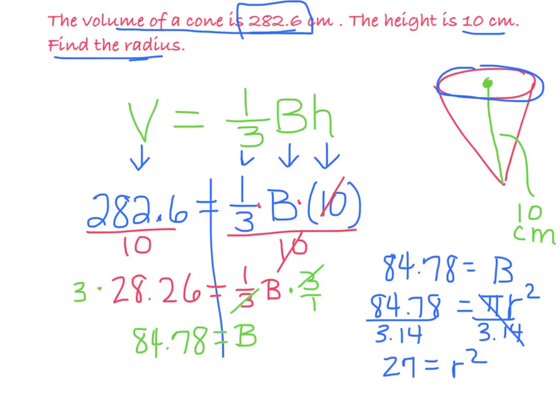Now you guys know how to solve this last step. You're just going to take the square root of both sides. So I'm going to do the square root of 27. It's not very nice, but the radius is around 5.2 centimeters. Okay, so that would be my radius. I had to work backwards to solve that.